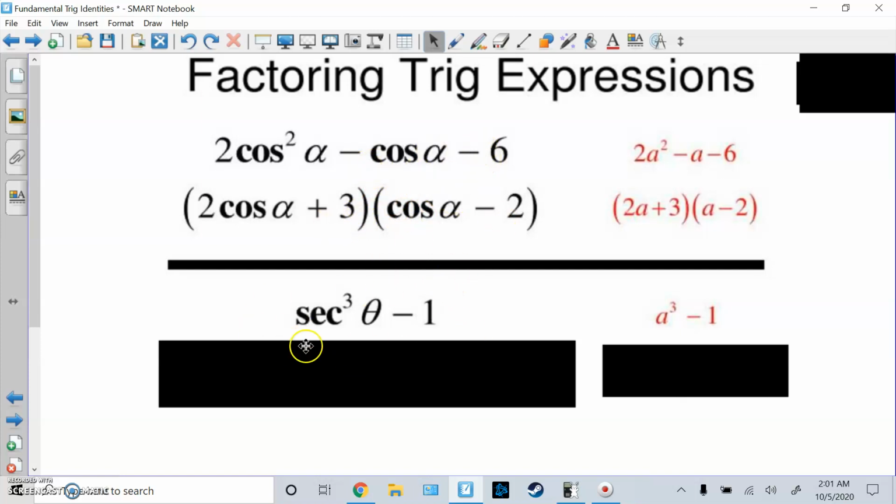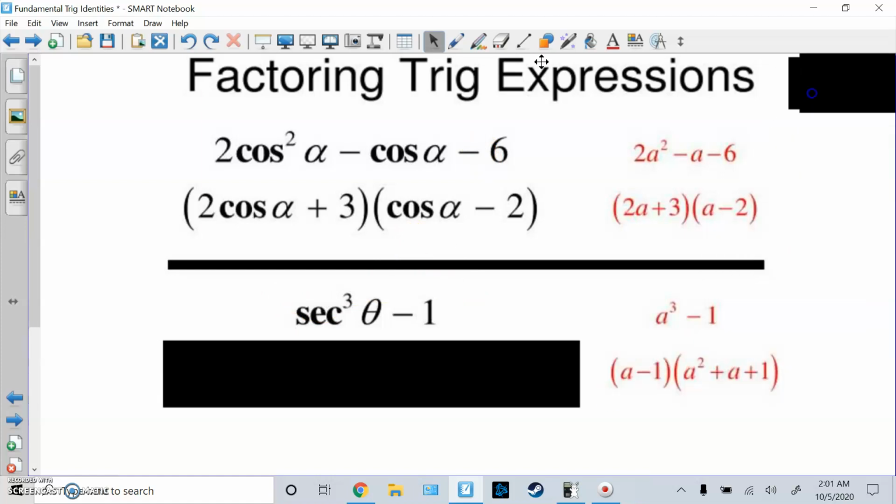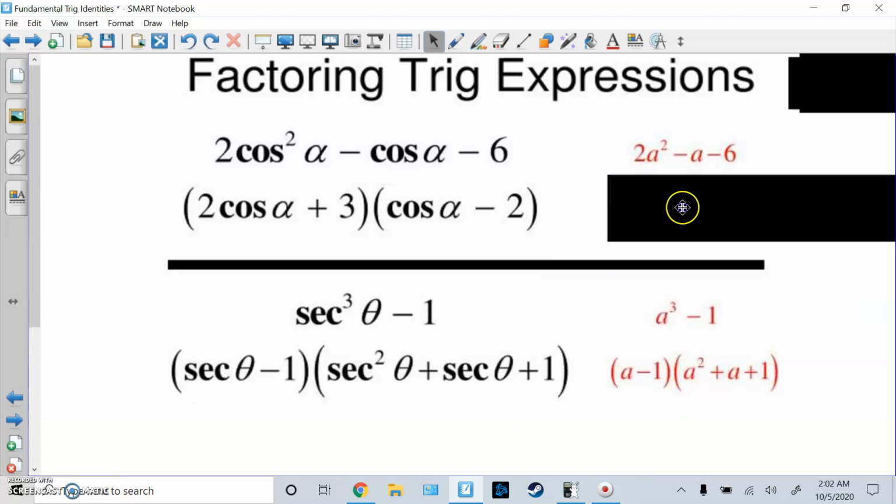You can also do the SOAP formula, sum or difference of cubes. So hopefully you remember your SOAP stuff. We cube root. Then it'll be the first thing times itself, the 2 times each other, and the second thing times itself, and then you do same, opposite, always positive. So same thing here.